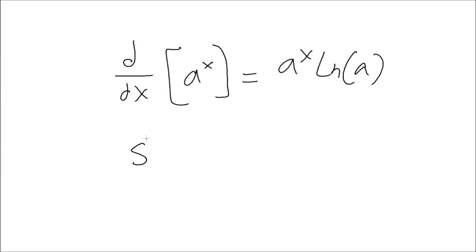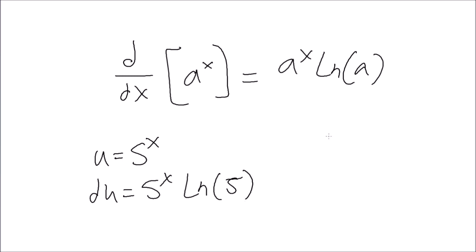So with 5 to the x, if you let u equal 5 to the x, then du is equal to 5 to the x times ln of 5. So don't forget about that. E to the x is different because then you get ln of e, which is just equal to 1, which is why it's always forever e to the x. Here, it's ln of 5, so you have to have this as a coefficient. So the derivative of a to the x is a to the x ln of a.